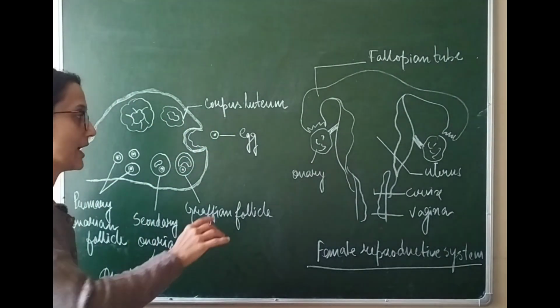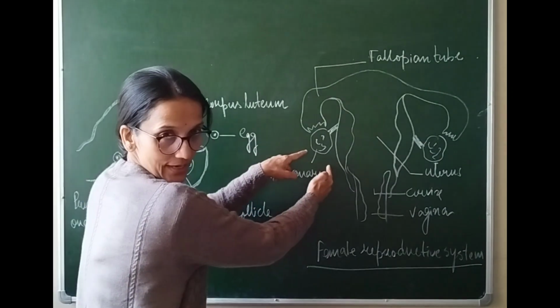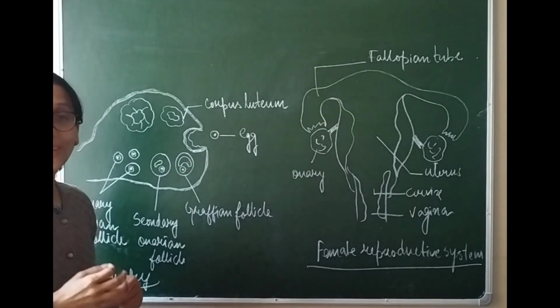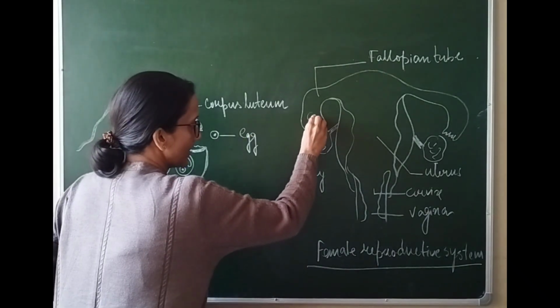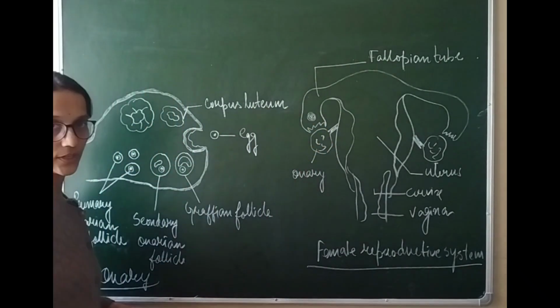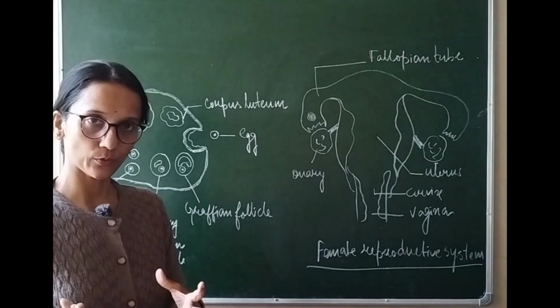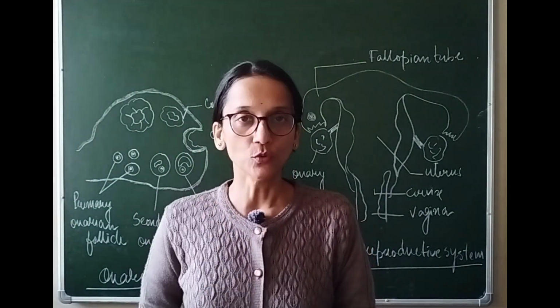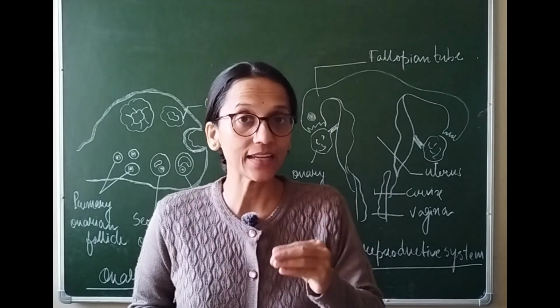Now let us understand what happens to this egg. So now we come to this diagram. Here we can very clearly see this is the ovary and it has released one egg. So this egg, imagine this is the egg released by the ovary, will be taken up by the fimbriae of the fallopian tube. The biggest problem with the egg is it cannot move. Sperms can move, but the egg is non-motile.